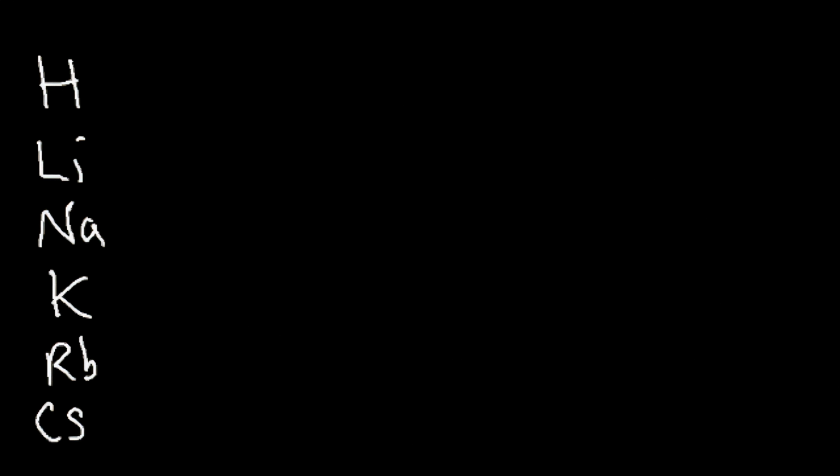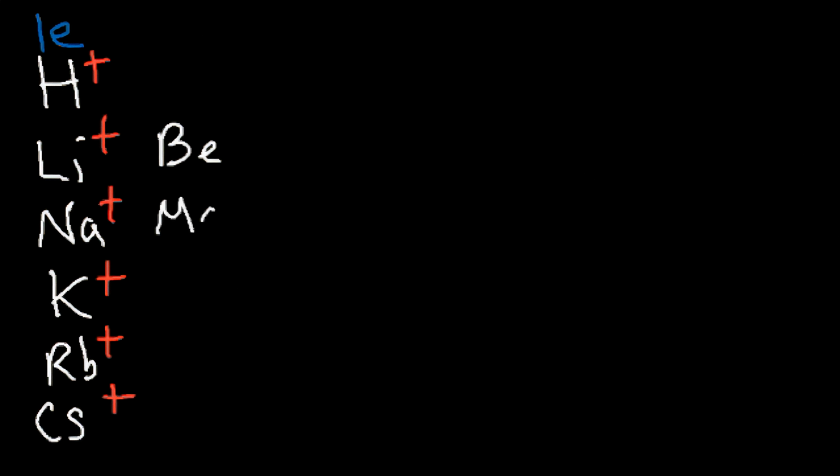Now, the elements in this row all have one valence electron. Therefore, they like to form ions with +1 charges. Now, in the next column, we have elements such as beryllium, magnesium, calcium, strontium, barium. These are known as the alkaline earth metals. These metals are reactive as well, but they don't react as violently as the alkali metals.